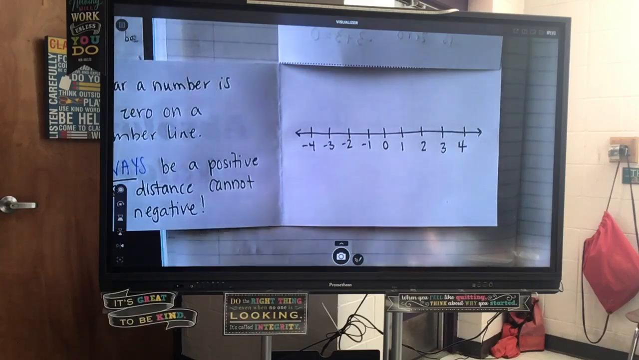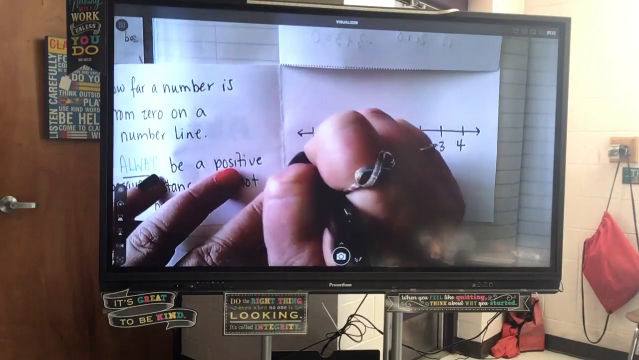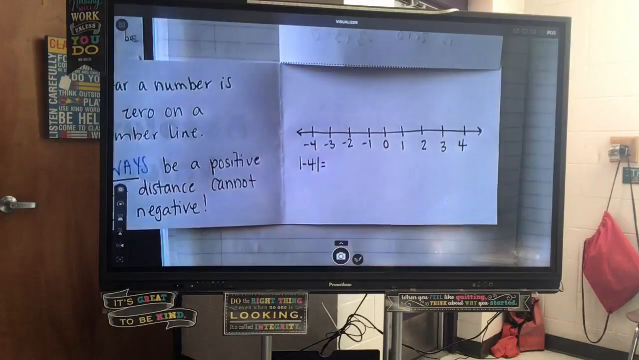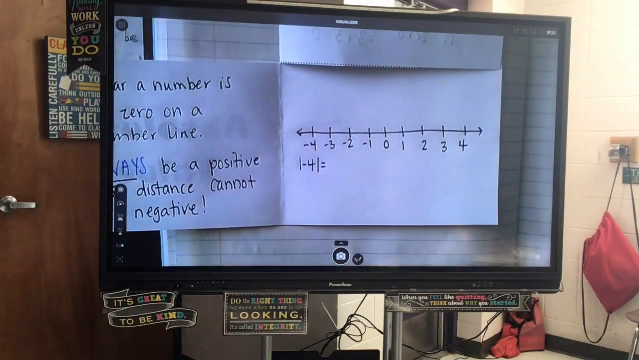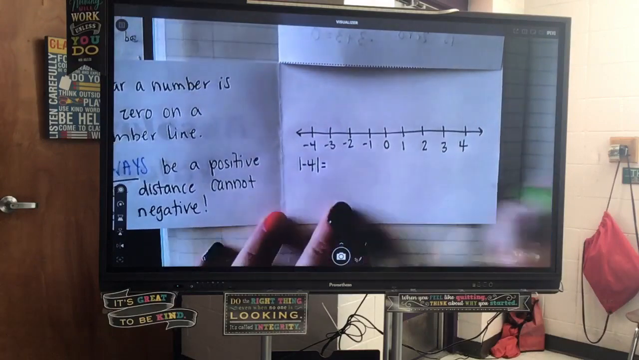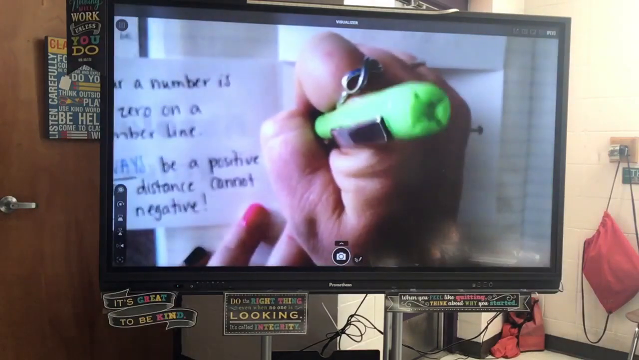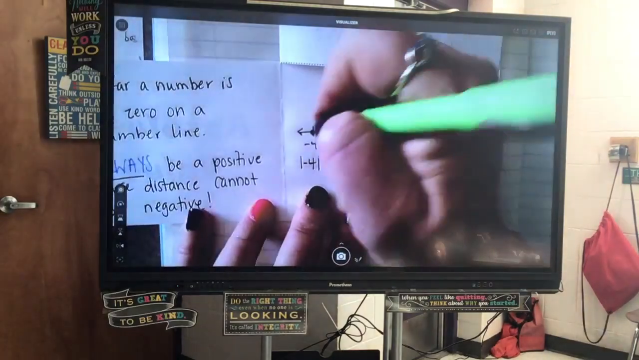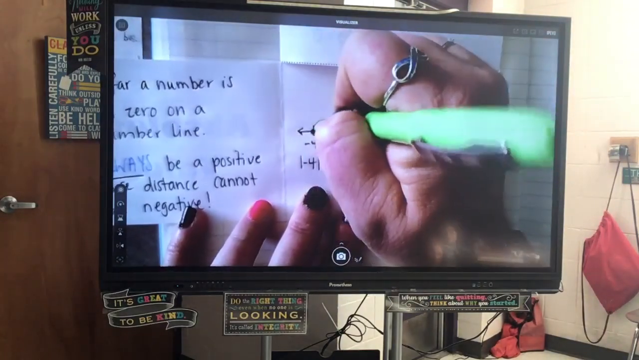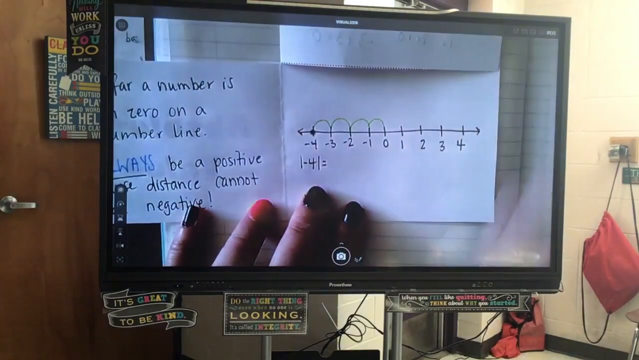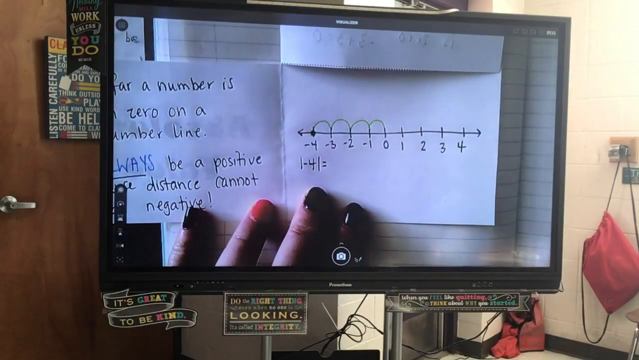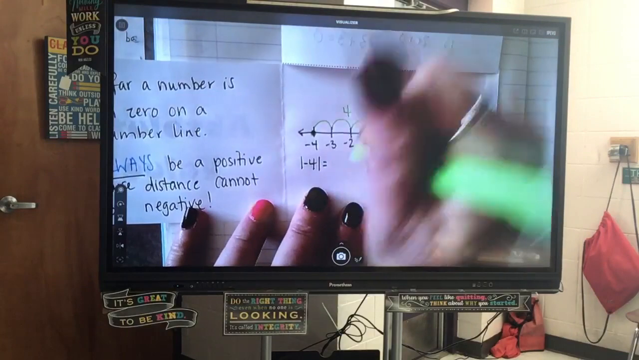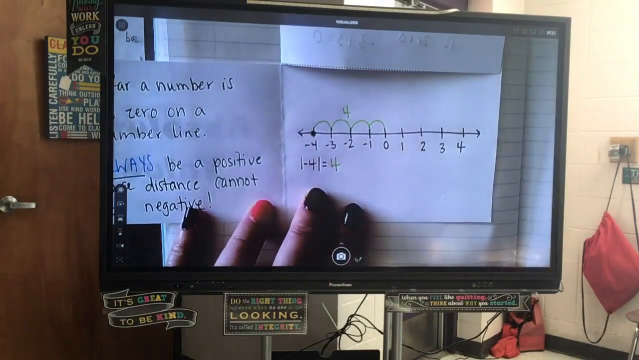Okay, so we are gonna be finding the absolute value of some of these numbers. So we're starting with -4. So I'm gonna grab a color. You're gonna put your dot on -4, and you're going to hop until you get to 0. How many hops did we just do to get to 0? Aiden? 4. So therefore, that is our absolute value.